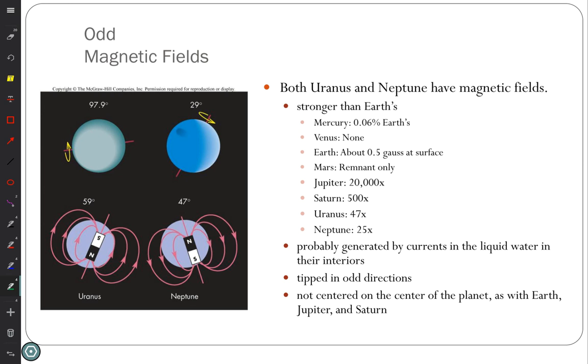Now looking at Uranus and Neptune. I looked for some slides that I used to have on Uranus and Neptune. I couldn't find them and didn't put them in. Uranus and Neptune, they look very similar, right? But they're not exactly the same.